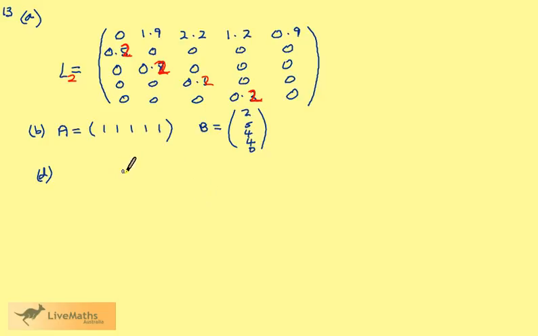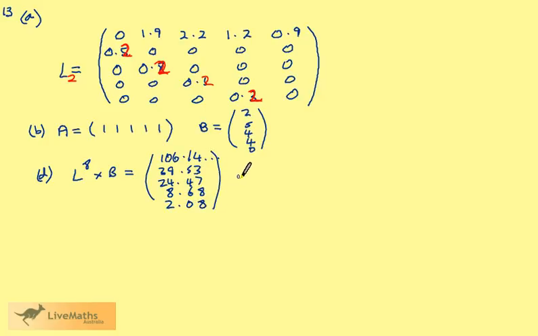At the end of the 8th year, we worked out the total population before, but if we do L to the power 8 times B, that will give us the makeup of the population, and that's 106.14 and so on, 39.53, 24.47, 8.68, and 2.08. So we'll use this matrix, and I'm going to call it C, as the starting point for the next few calculations.